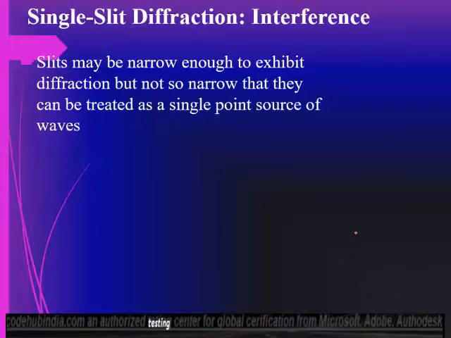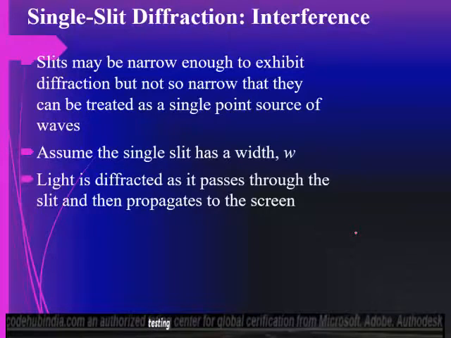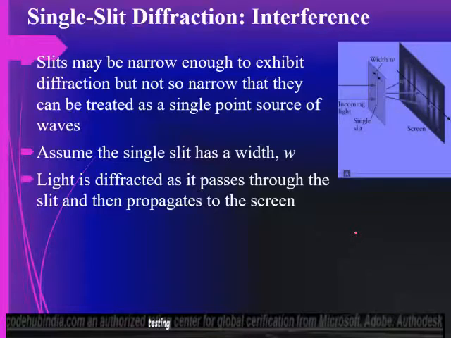The slit may be narrow enough for this dimension, but not so narrow that it cannot be treated as a single slit. Assume the single slit has a width of W and light is diffracted as it passes through the slit and propagates. Single slit, incoming light, width W.